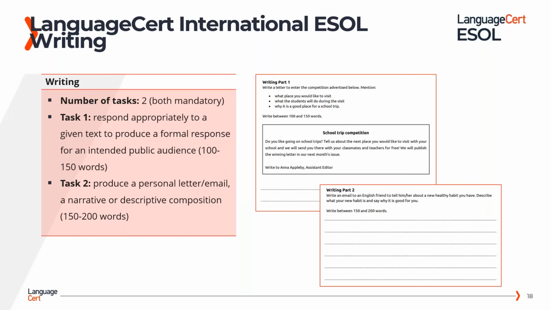The writing section of the B2 level International ESOL qualification comprises two tasks, both of them mandatory. The first task requires candidates to respond appropriately to a given text to produce a formal response for an intended public audience. Candidates need to write between 100 and 150 words. The second task asks them to produce a personal letter, a narrative or descriptive composition, and write between 150 and 200 words. You can see two examples here.